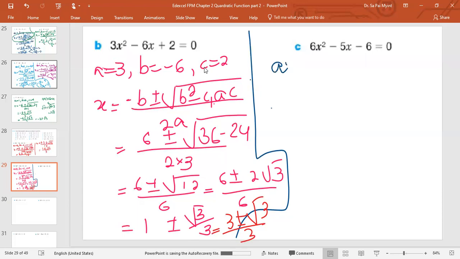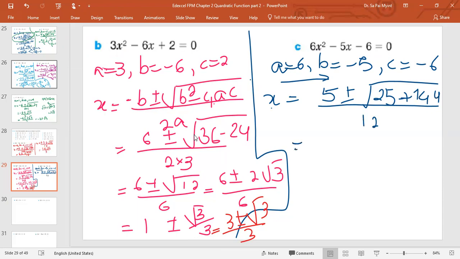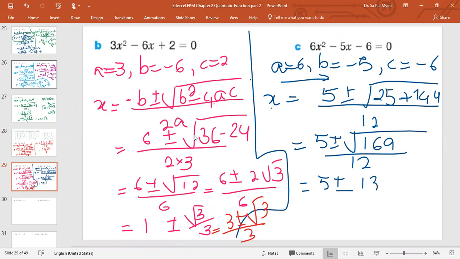What is A? A equal to 6, B equal to minus 5, C equal to minus 6. So X equal to, you can write the formula and then plug in. What do you get? Minus minus 5 plus or minus square root of minus 5 square is 25, minus 4AC. Minus changes to plus. Okay, 4 into 6, what do you get? 24. 4 into 6 is 36, also okay. What do you get? 144. Okay, and then 2A. What is 2A? 2 into 6 is 12. Okay, 5 plus or minus square root of, what do you get? 169 over 12. What do you get? 5 plus or minus square root of 169, which is 13, over 12.